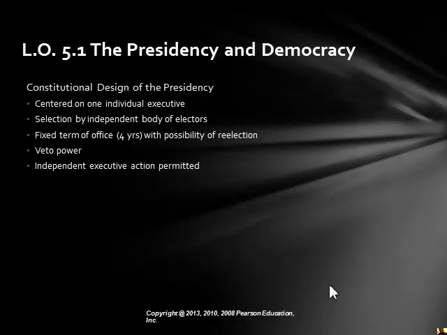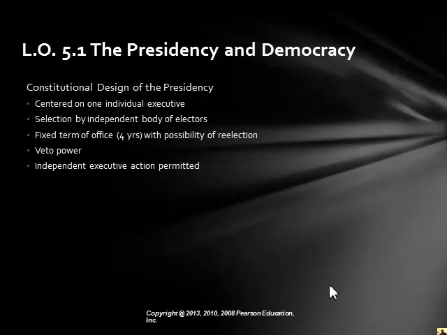So the idea of the presidency is that it is centered on one particular executive, which means that this one person is a decision maker as an individual. On one side we have the judicial system and on the other side we have Congress, both the House and the Senate, and those are team-based ways of decision-making, or decision-making by groups. The presidency is decision-making by an individual.